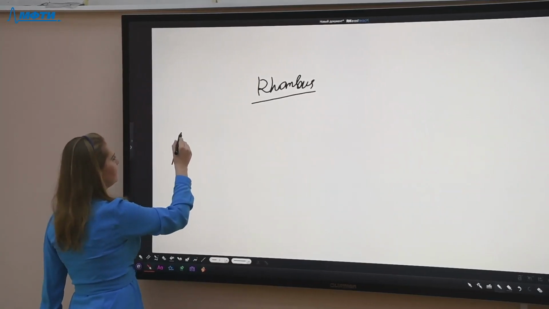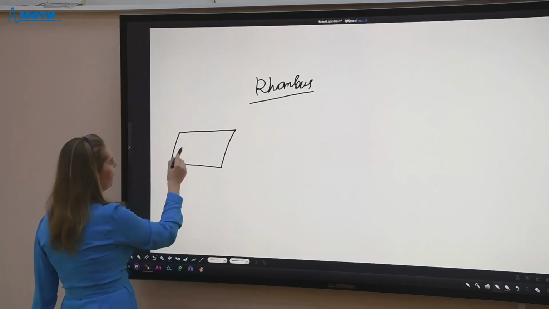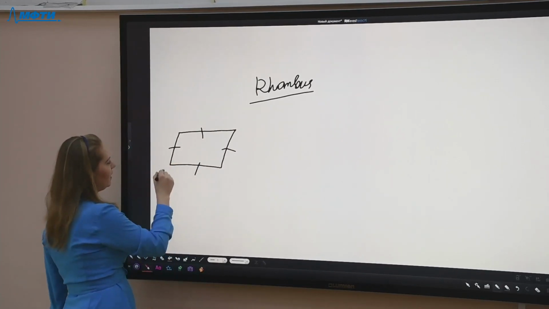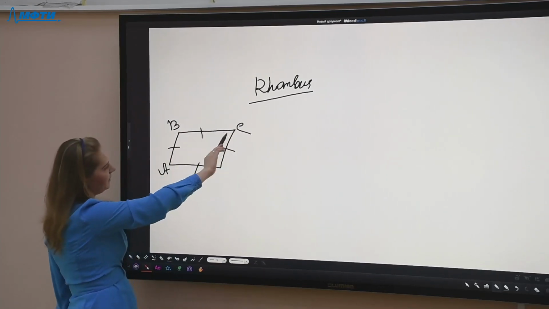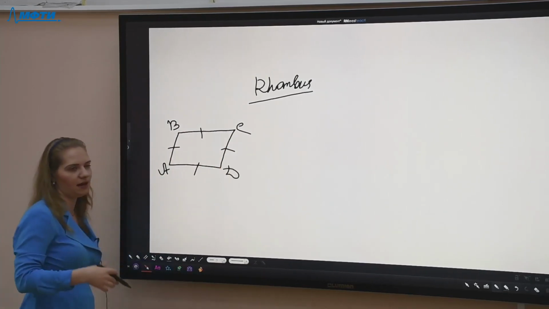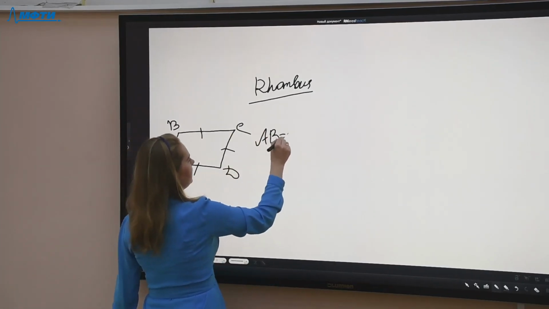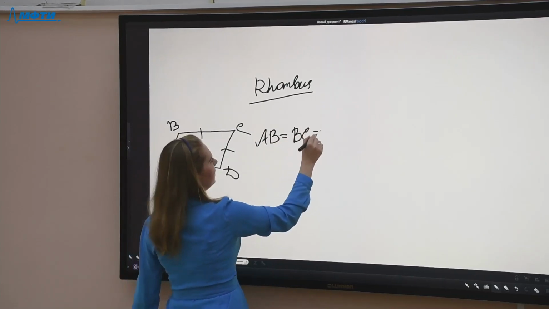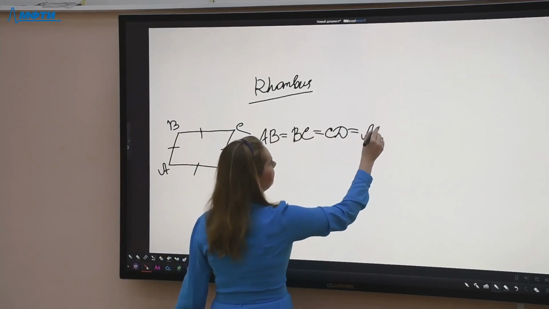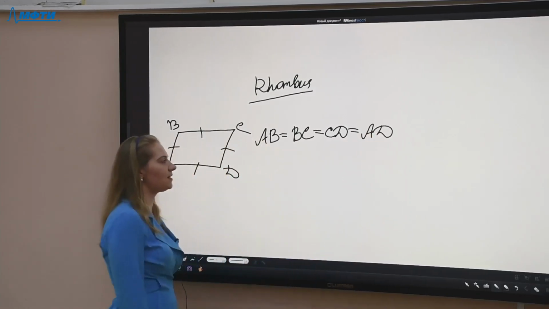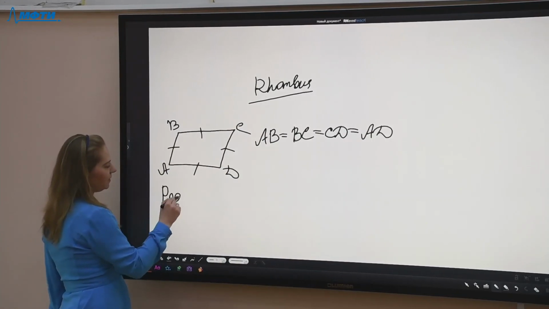So, parallelogram. And if we know that all the sides are equal, AB, BC, CD, and AD are congruent, we can say that this is a rhombus. So AB is equal to BC, is equal to CD, and is equal to AD. This is the definition of a rhombus. And let's consider some properties.